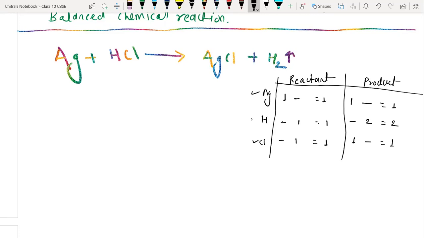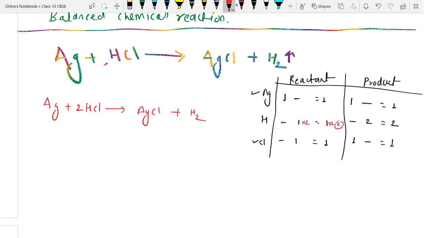Okay, so I'm going to change the ink. So what we'll do, we have to multiply here by a coefficient of 2. Then the total number of hydrogen will become 2 now. So we have to write the reaction again. It is Ag plus 2HCl equals AgCl plus H2.